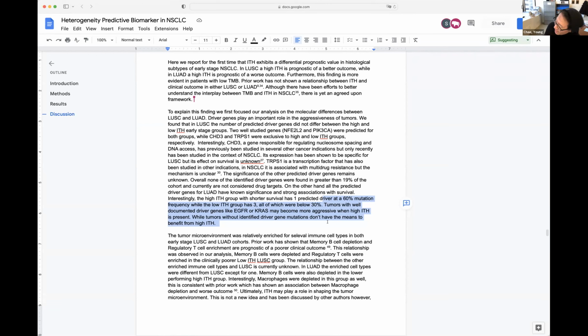So you're saying high ITH had more mutation? More driver mutations. A larger percentage of the high ITH group had a driver mutation than the low ITH group. Okay. So I think that's the only thing you can say. High ITH in adeno was worse prognosis, but they happen to have higher frequency of known driver mutations. Okay. That's it.